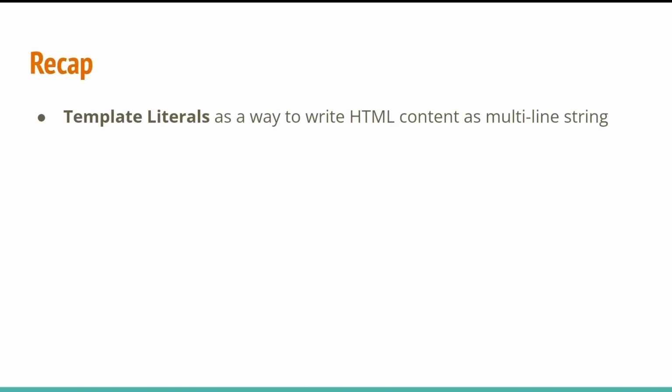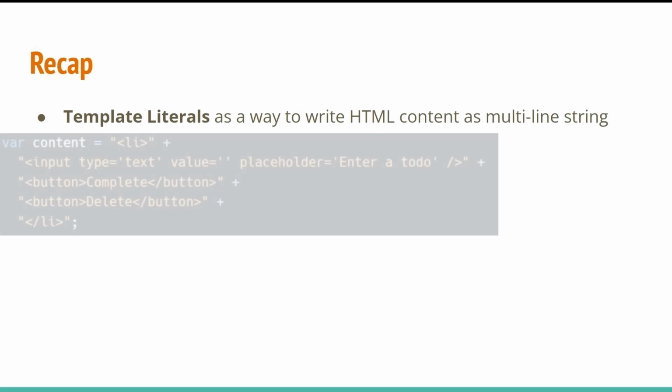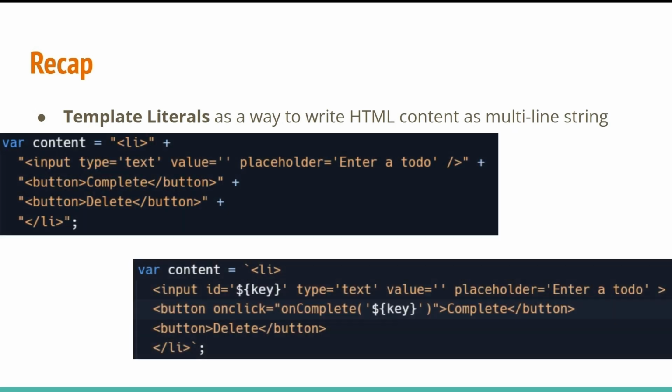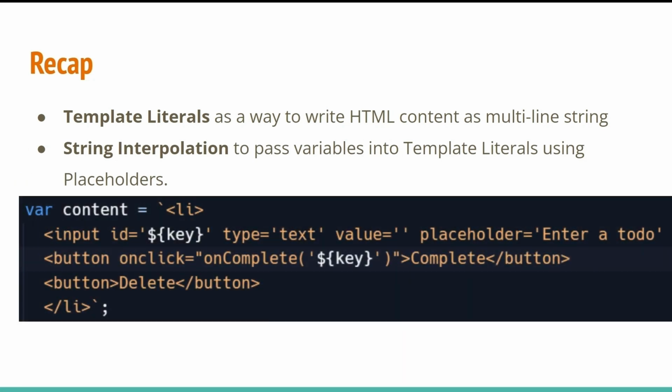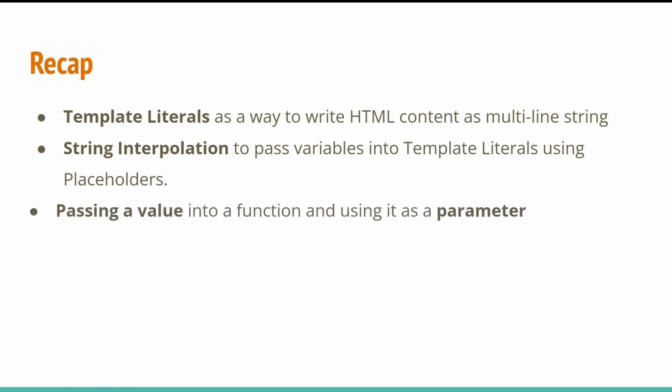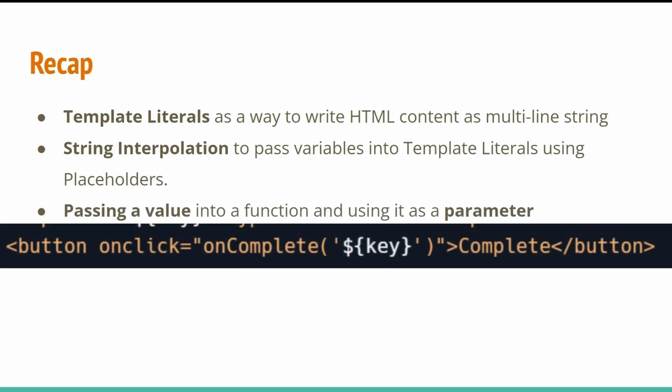So as a recap, we went through template literals and how they can be a way to write HTML content as multi-line strings. This is a better way than adding and concatenating many lines of strings together as we did in the previous video. We also learnt about string interpolation and how to pass variables into the template literals using placeholders, the $ sign and the squiggly brackets, and then also making sure that if we are passing in strings as variables, we wrap them in apostrophes. We also learnt about passing values into a function and using them as a parameter.